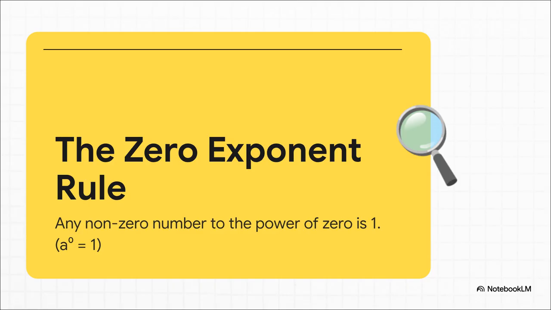Okay, so if we just keep that pattern going, what's next? Well, 4 divided by 2, that's 2. So 2 to the power of 1 has to be 2. Makes sense. Let's do it one more time. What's 2 divided by 2? It's 1. And boom, just like that, we've stumbled upon our first major rule. Any non-zero number raised to the power of 0 is always 1. It's not some weird math magic, it's just following the pattern.